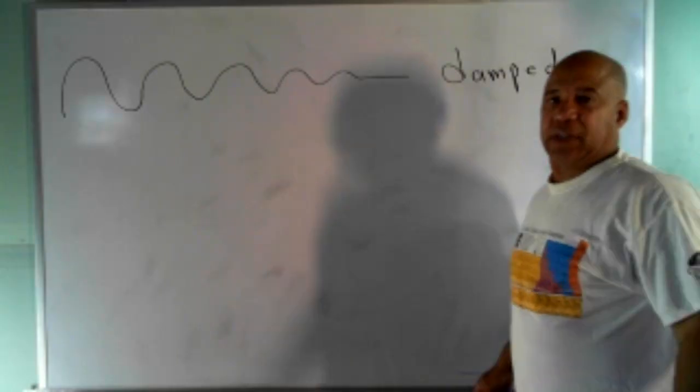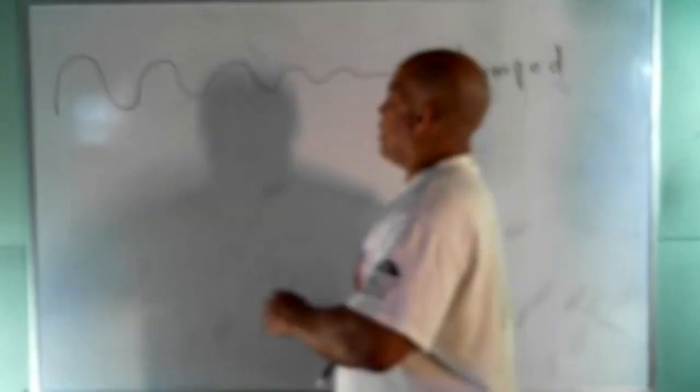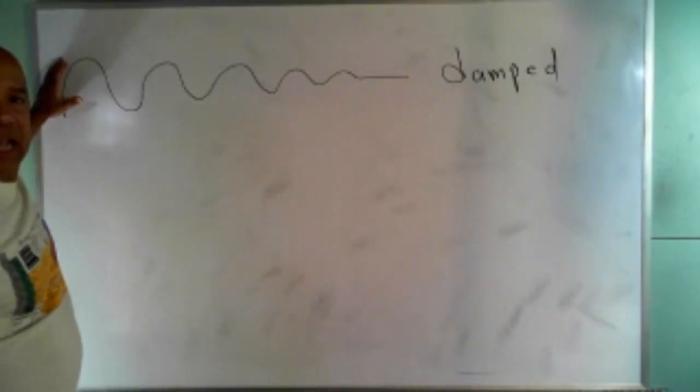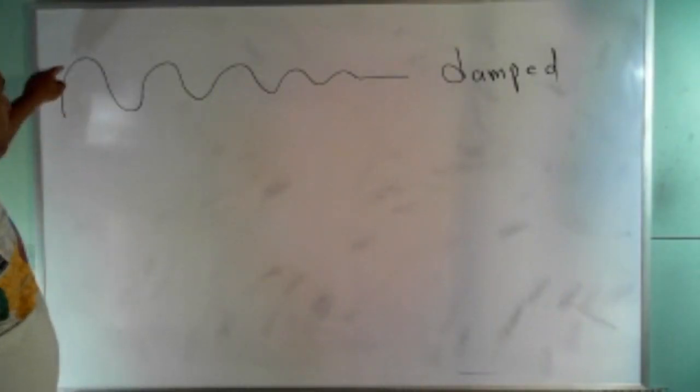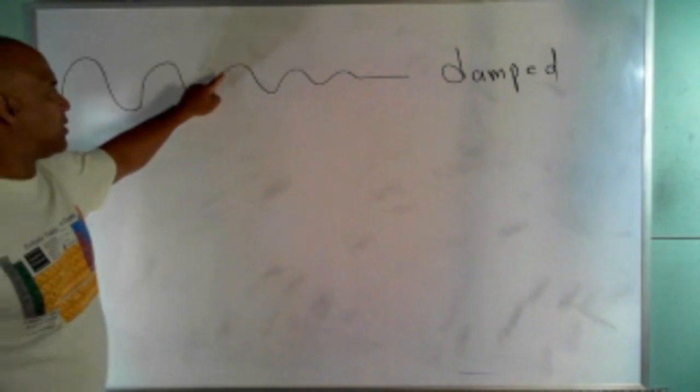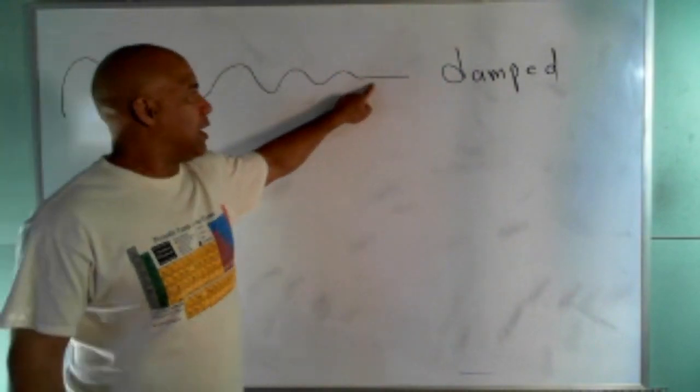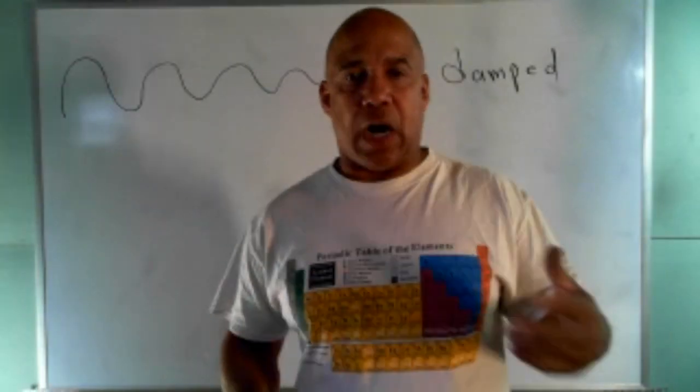That's called a damped sine wave. Now remember, the height of this is the amplitude. So the amplitude is getting smaller, smaller, smaller, smaller until it goes to 0. Now I know we've been talking about voltage and current sine waves, but think about energy now.